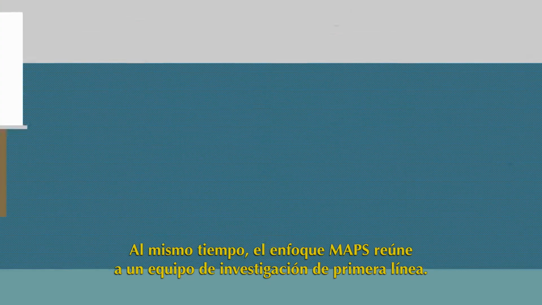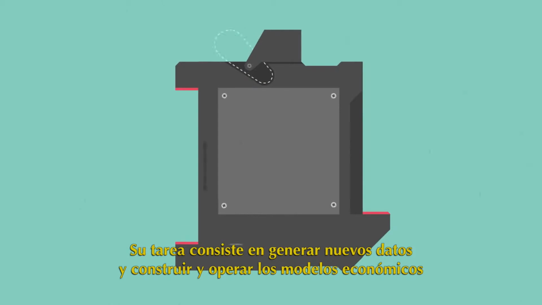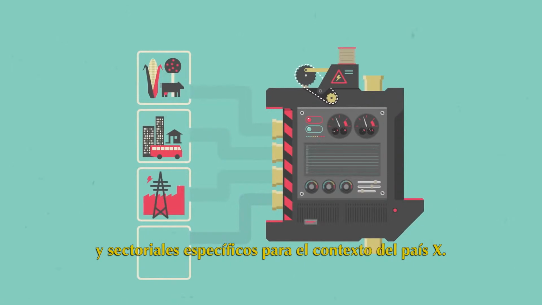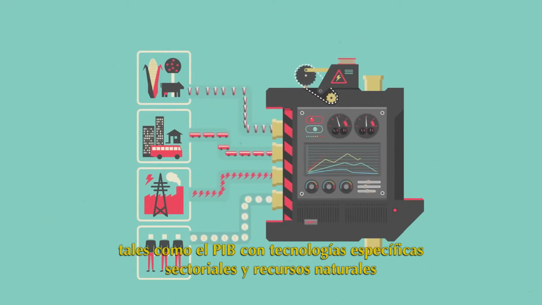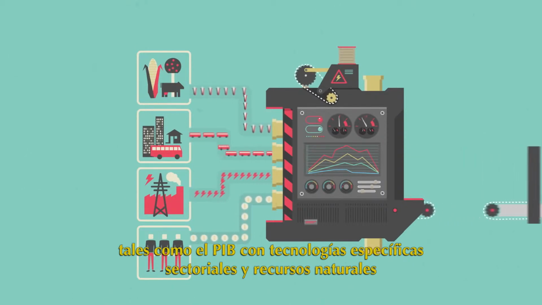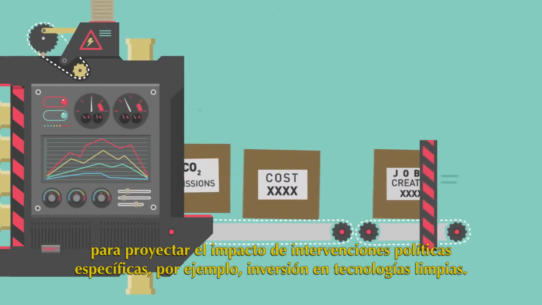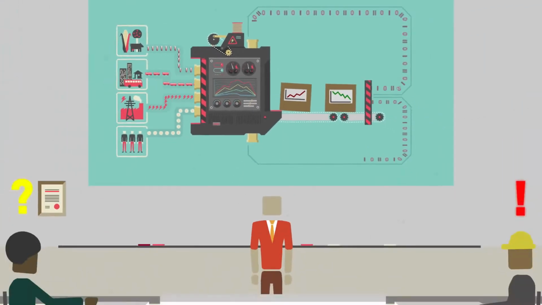At the same time, the MAPS approach gathers a first-rate research team. Its task is to generate new data and build and operate economic and sectoral models that are specific to Country X's context. These models link overall economic indicators such as GDP with sector-specific technologies and natural resources to project the impact of specific policy interventions, for example, investment in clean technologies.